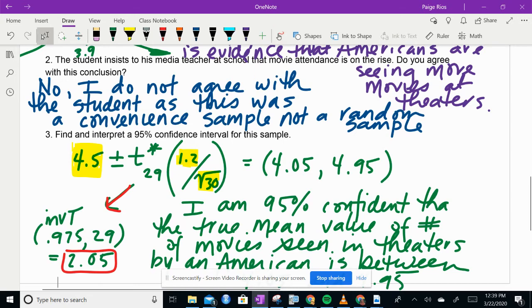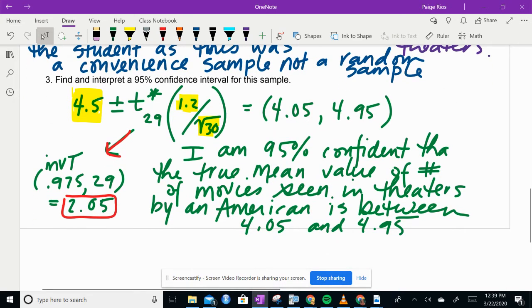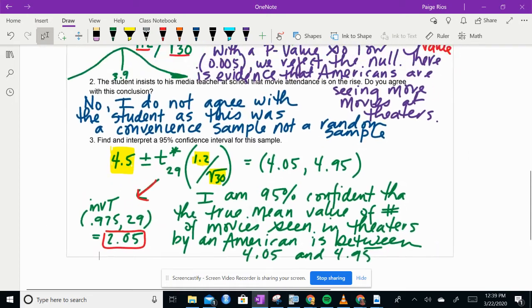So with that, I'm 95% confident that the true mean value of the number of movies seen in theaters by an American is between 4.05 and 4.95. Go back and take a look at all of the parts of this again. I'm going to zoom out a little bit just so you can see what is happening here.